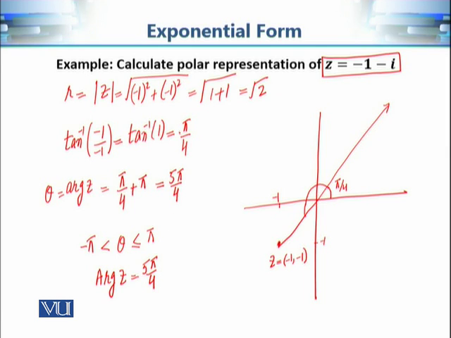Now if we are given r and the argument of z, the polar representation of this complex number becomes the following. So z is equal to square root 2 cosine 5 pi by 4 plus iota sine 5 pi by 4.